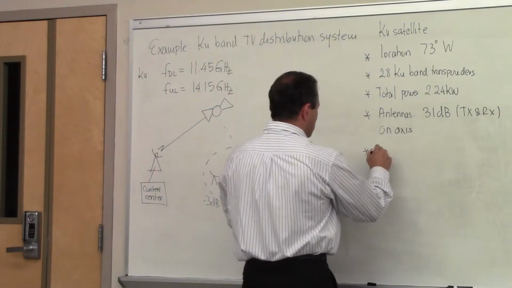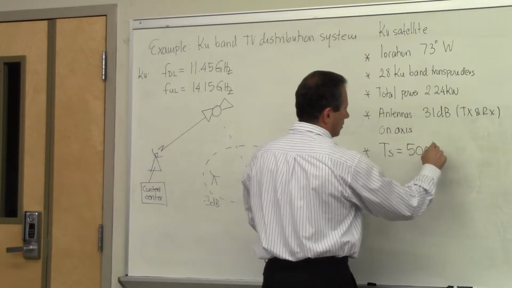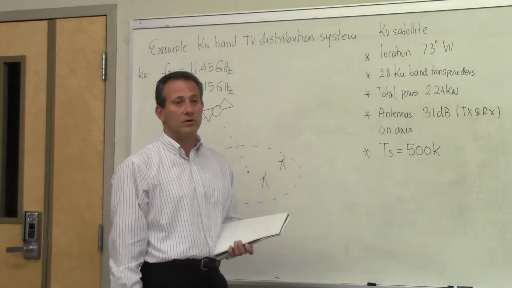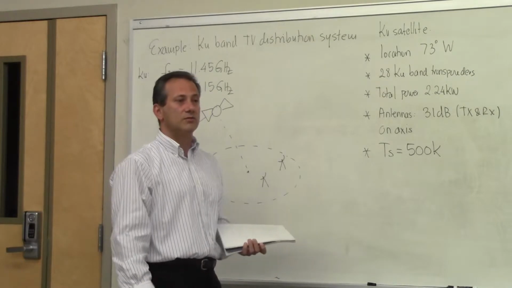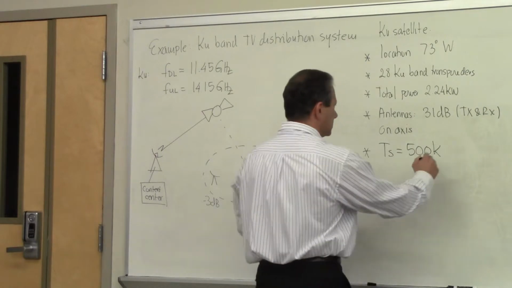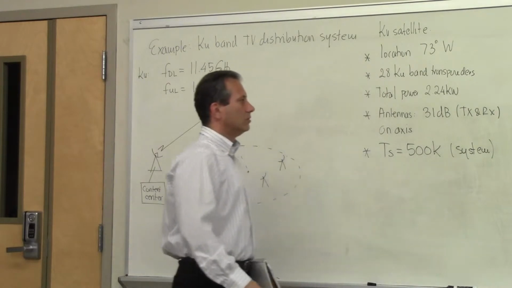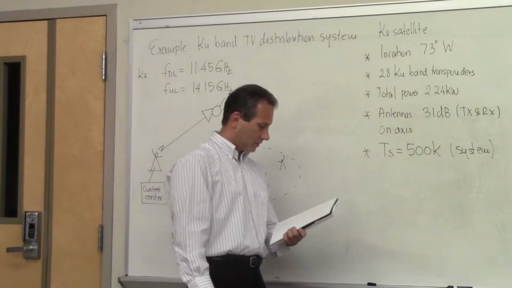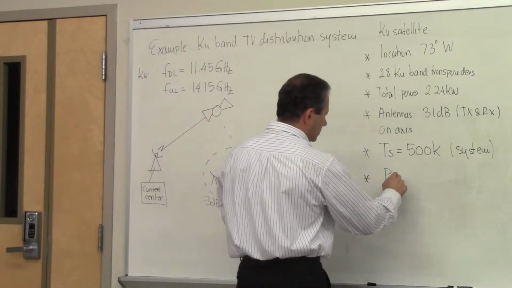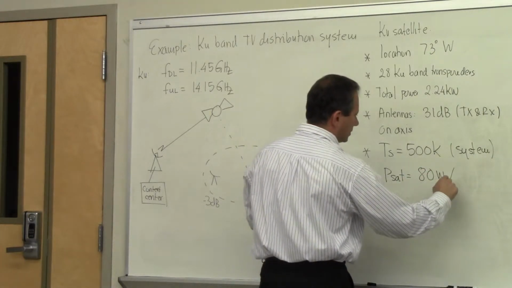The system noise temperature on the receive side, of course, is 500 Kelvin. A portion of that is contribution from the Earth, because you're receiving from the hot Earth, but the rest of it is contribution from mostly the front end of your receiver. So this is a system noise temperature, and I'm simplifying it here. Usually you would sit down and calculate it for a given setup. The saturated power is 80 watts per transponder.